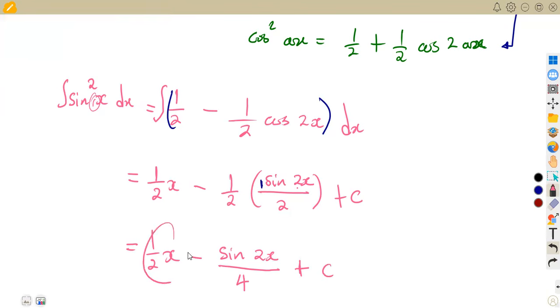So this is half x, which is the same as x over 2. Then this is sine 2x over 4, which is the same as minus 1 over 4 sine 2x.